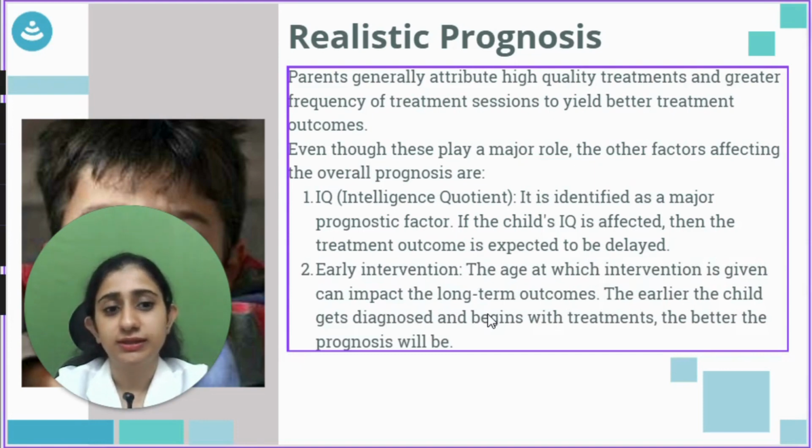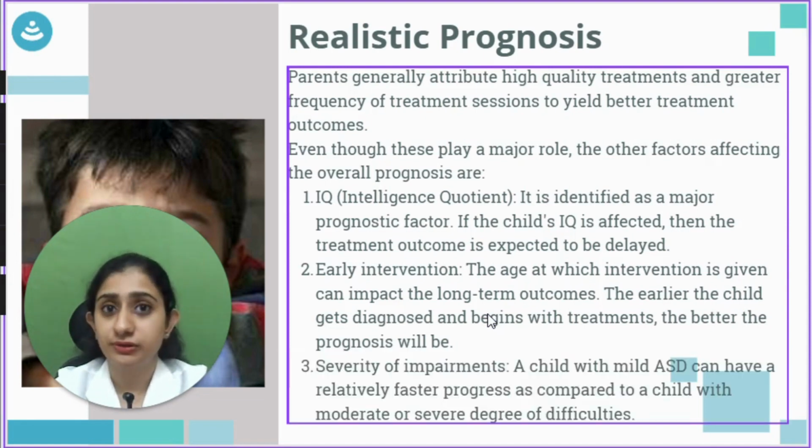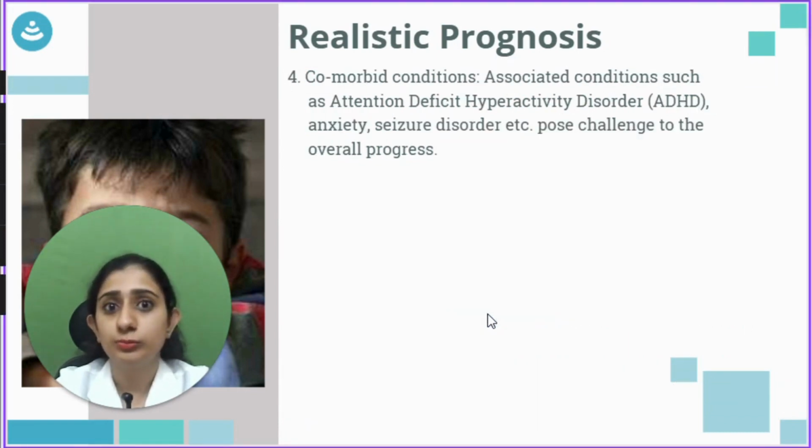Early intervention. The age at which the intervention is given can impact the long-term outcomes. So the earlier the child gets diagnosed and begins the therapy sessions, the better the prognosis will be. Severity of impairments. When we compare a child with mild ASD and a child with higher severity, we can understand that the child with mild ASD can have faster progress when compared to the child who has a slightly higher severity of impairment. Comorbid conditions. Associated conditions such as ADHD, anxiety, seizure disorder, etc. pose challenges to the overall progress.